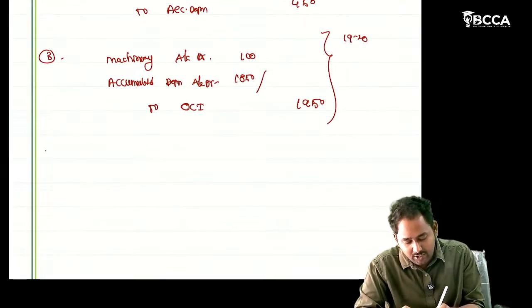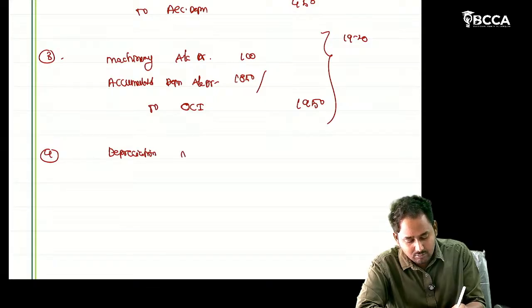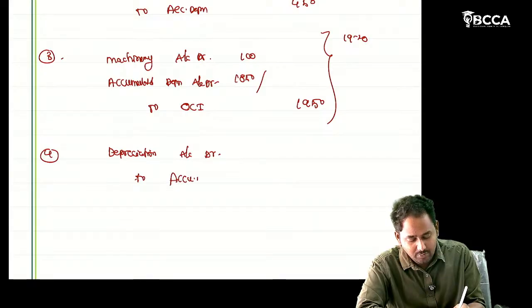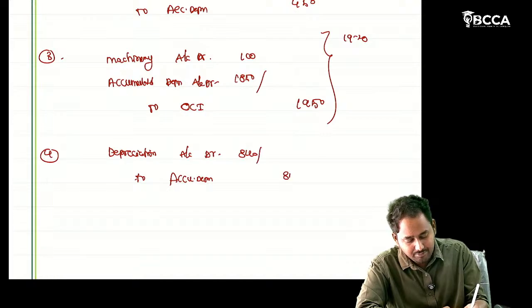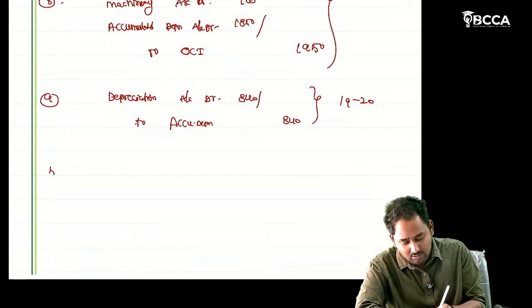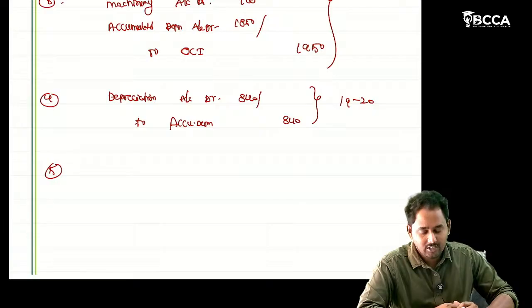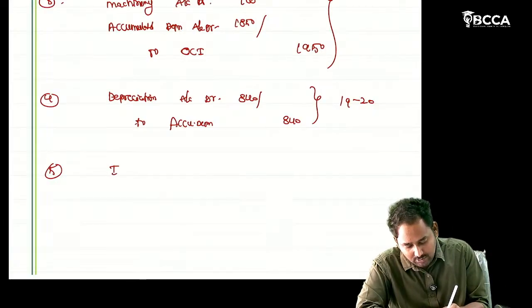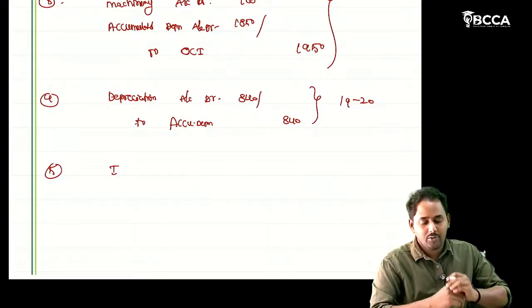Then what is the depreciation entry for 1920? Depreciation account debit to accumulated depreciation 840. Okay, this is also 1920. Then is there any impairment loss during 1920? Yes. So impairment loss, generally, what are we going to do?